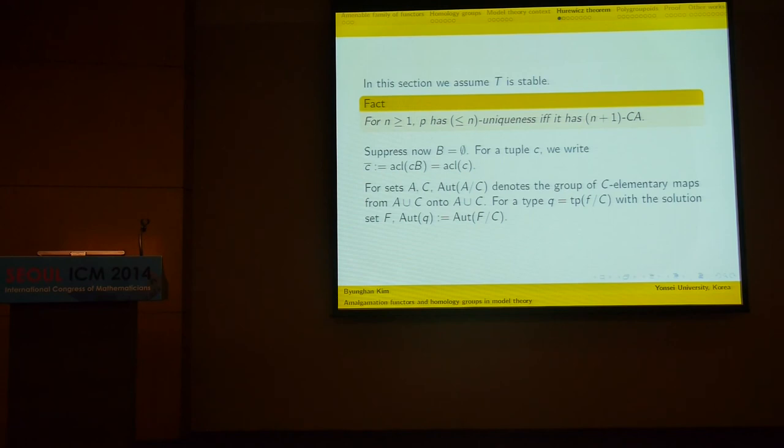Now I'm going to talk about the Freiman correspondence. So in this section, I now even assume further that our theory is only stable. And in stable theory, we have a very nice description between uniqueness and amalgamation, such that less than or equal to n uniqueness is simply less than or equal to n plus 1 amalgamation. So now for simplicity, the notation is simply that I suppress these empty sets, and then the closure is always algebraic closure. Given two sets, Aut denotes the collection of automorphisms permuting A union C while fixing C pointwise. And then given a type, the automorphism group of the type is the automorphism group of the solution set over the parameter.